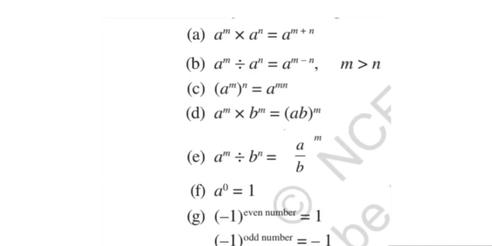Third one, a raised to m and whole raised to n. This is equal to a raised to m into n. Next, a raised to m into b raised to m. This is equal to a into b and whole power is m. Next, a raised to m divided by b raised to m. This is equal to a upon b and the whole power is m. A raised to 0, this is equal to 1. And minus 1, if the power is even number, so it will come 1, and minus 1 power is odd number, so this will come minus 1.